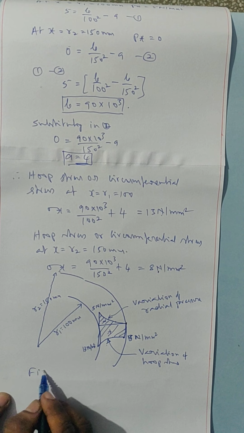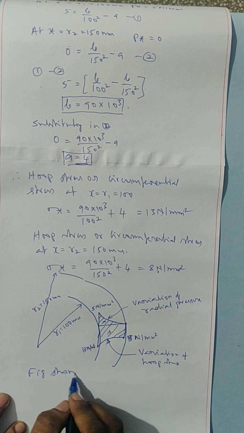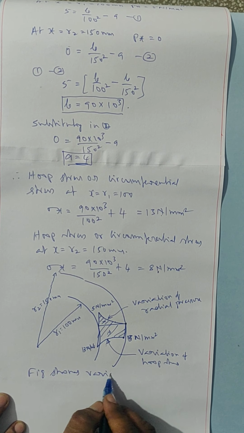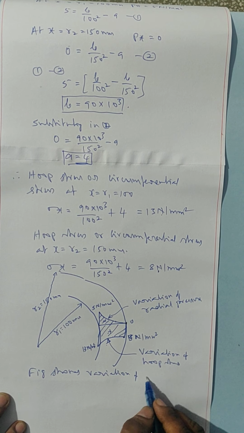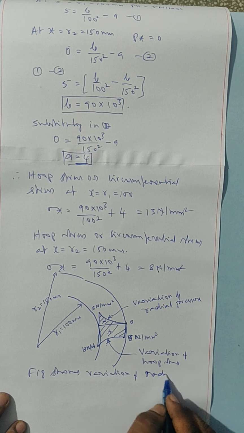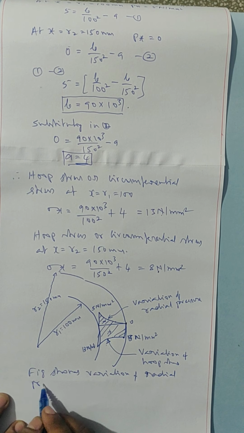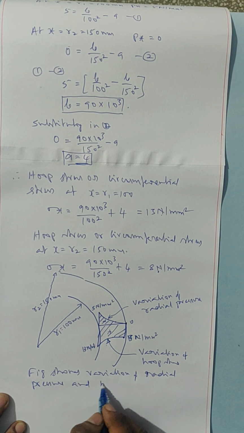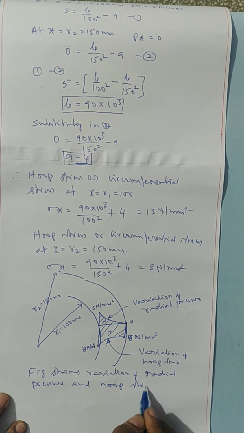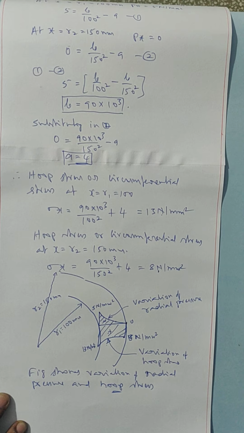The figure shows the variation of radial pressure, which is 0 at the outside, and hoop stress.